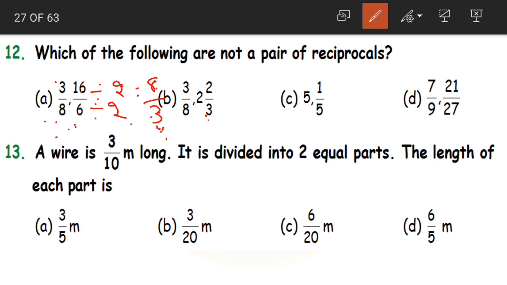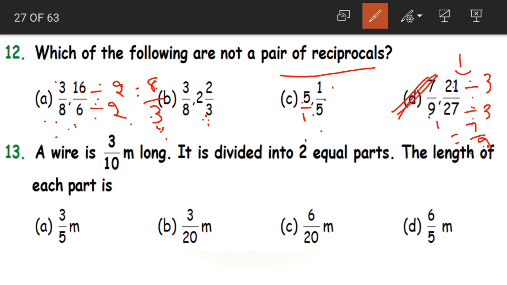Again I am having a mixed number here. I will skip it for now. Now next, 5, 1 by 5. We know that 5 is nothing but 5 by 1 and 1 by 5 is the reciprocal. So this is also not our answer. Option 7 by 9, 21 by 27. If you are confused, again try to find out the equivalent fraction here. Divide it with 3. 3 sevens are 21 and 3 nines are 27. This is again 7 by 9. 7 by 9 comma 7 by 9. Are these a pair of reciprocals? No. So this will be our correct option.